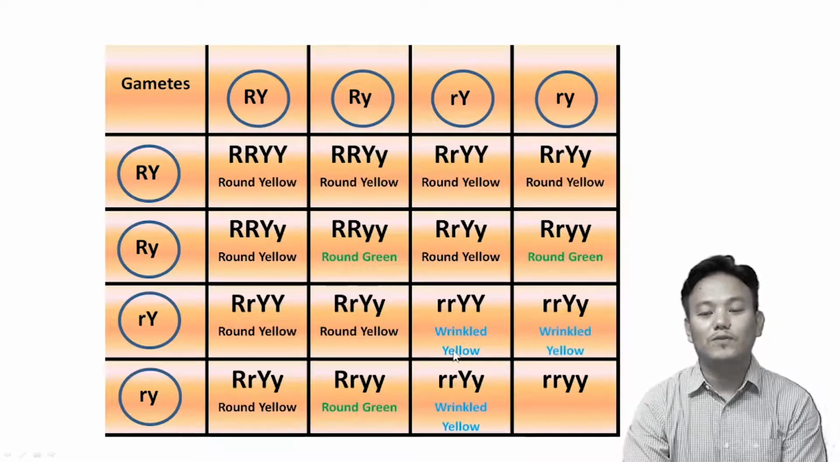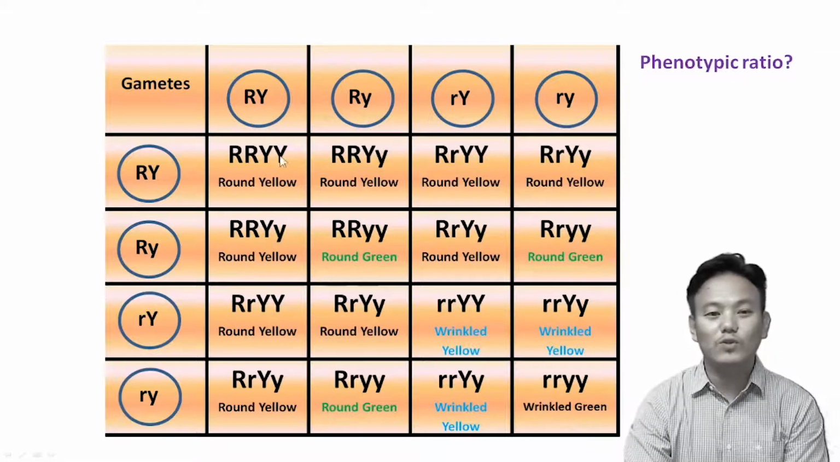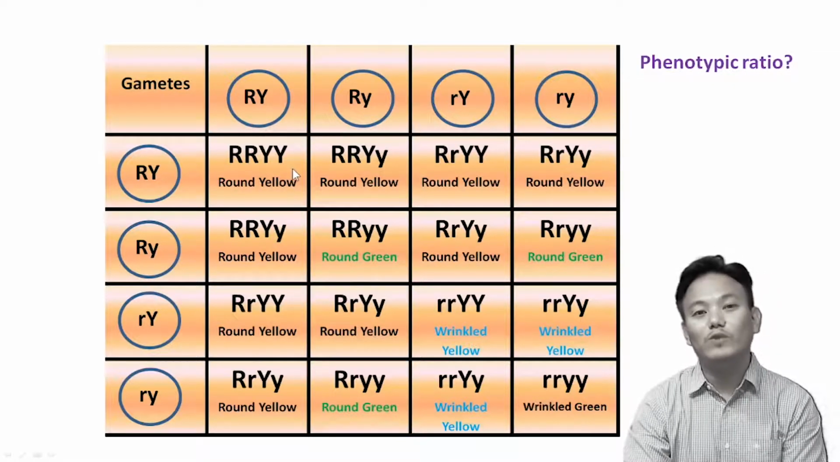Okay, so over here. And the last one, it is homozygous recessive for both the traits, and therefore the last one will be wrinkled green. Okay, so this will be wrinkled green. Now, what is the phenotypic ratio of the F2 generation? So all these boxes, they represent the genotype and the phenotype of F2 generation plants.